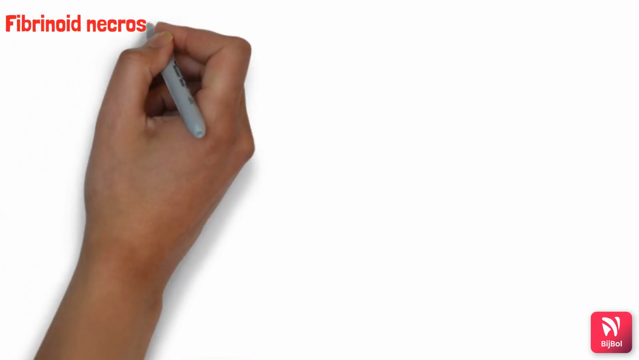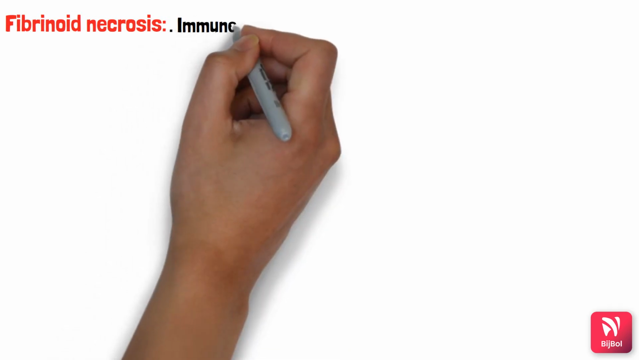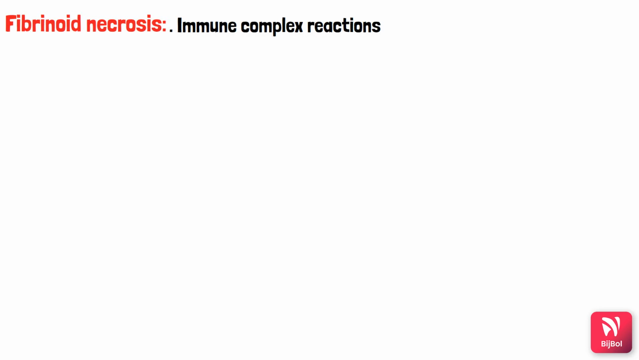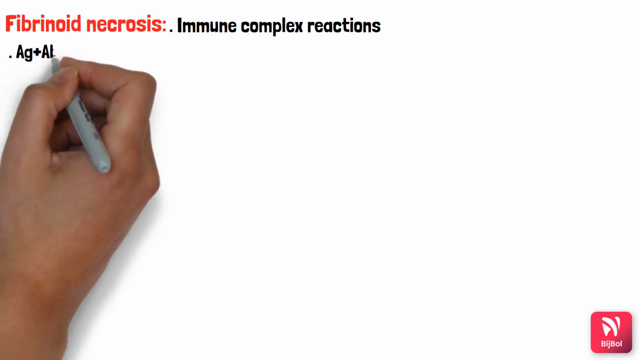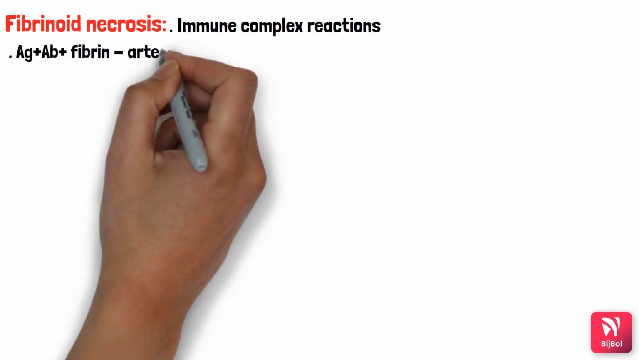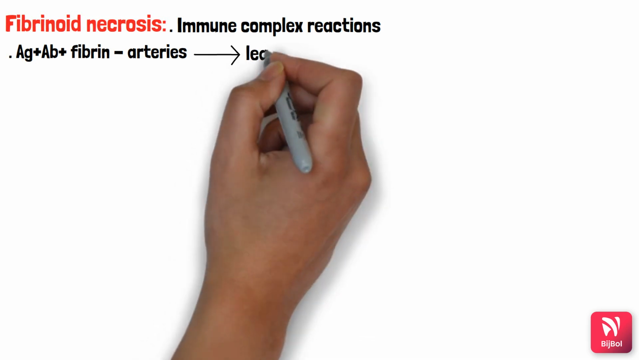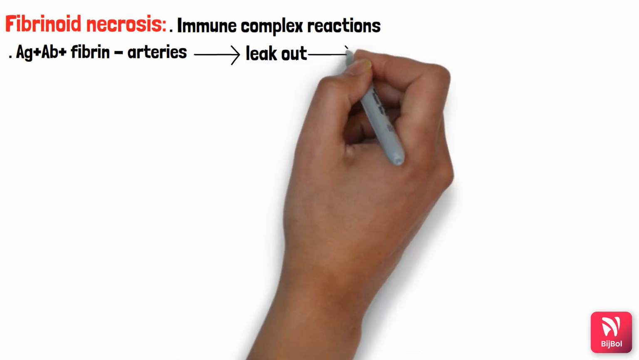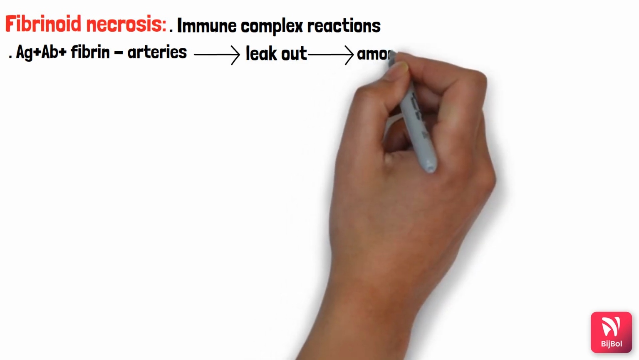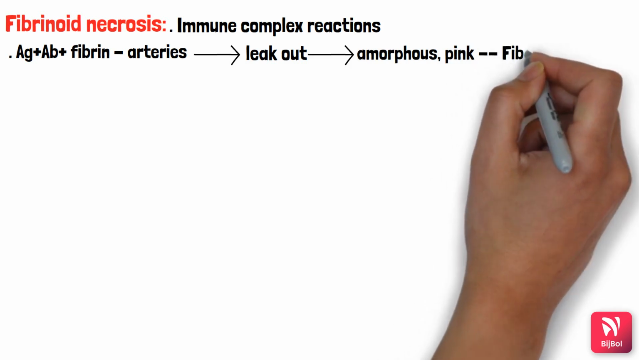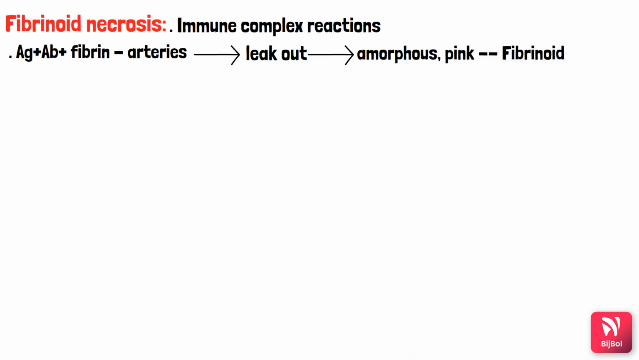Next is fibrinoid necrosis. This is also a special form of necrosis, seen in immune reactions. Any immune complex reaction is an antigen-antibody reaction, right? So here an antigen-antibody complex along with fibrin is seen in the walls of the arteries. Whenever this complex leaks out of the vessels, it gets deposited on the surface, giving a bright pink, amorphous appearance. This bright pink amorphous appearance of the complex is called fibrinoid. So it is basically an immune complex reaction.